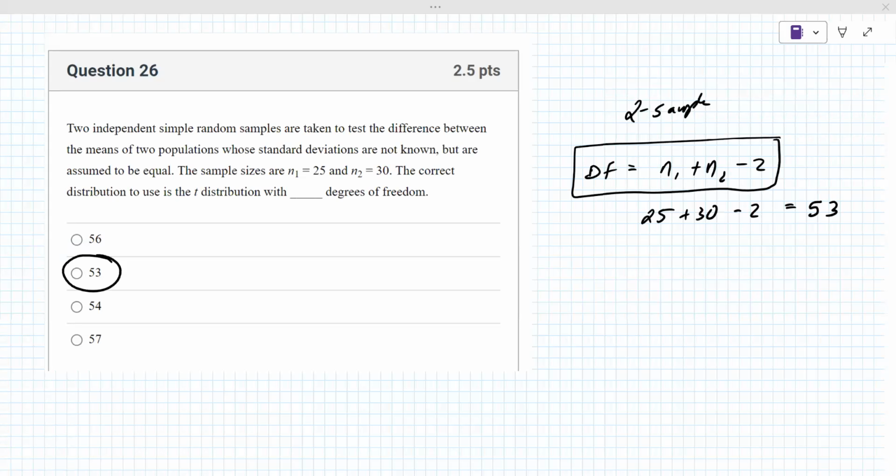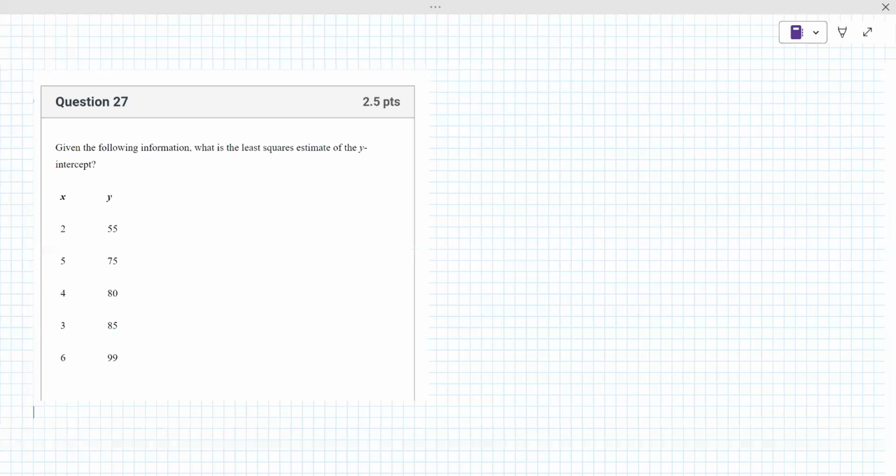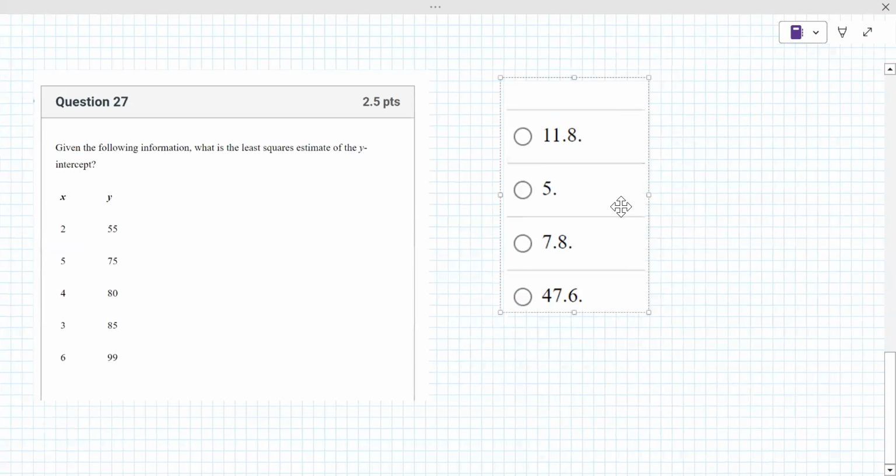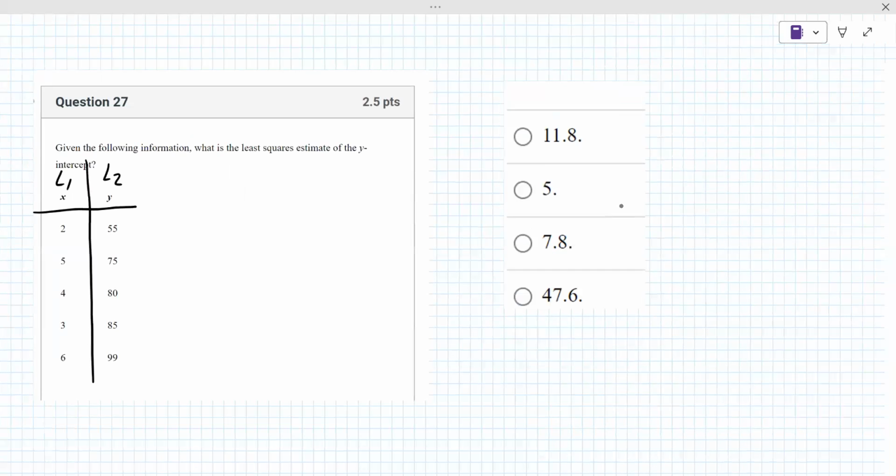All right, so 27 here. You're going to like this question. It's asking you to determine the y-intercept of the regression equation. So this is where you put the data in L1, L2, and then you do the stat calc. I think it's number 8 for the regression, but you want the y-intercept when you do this.